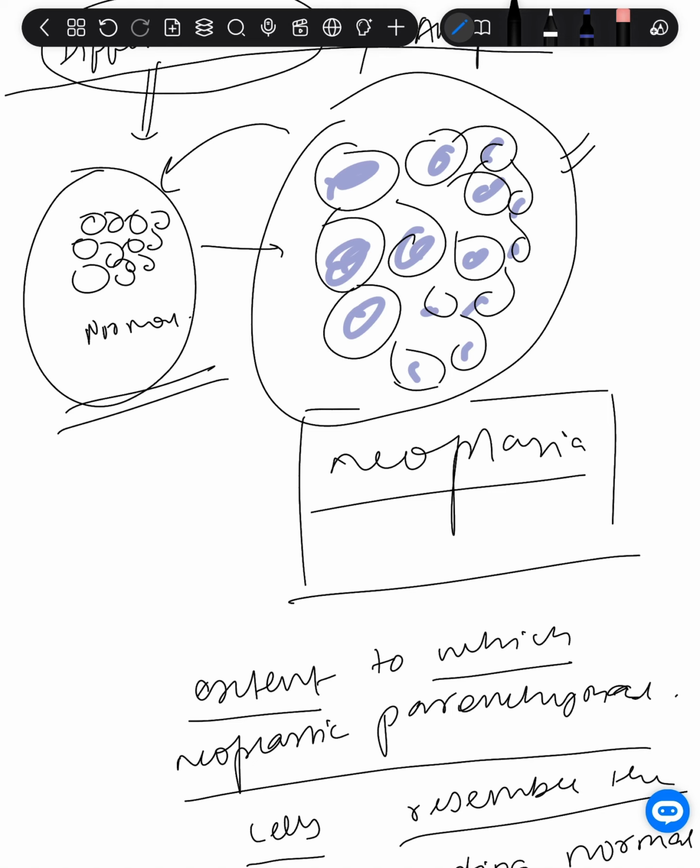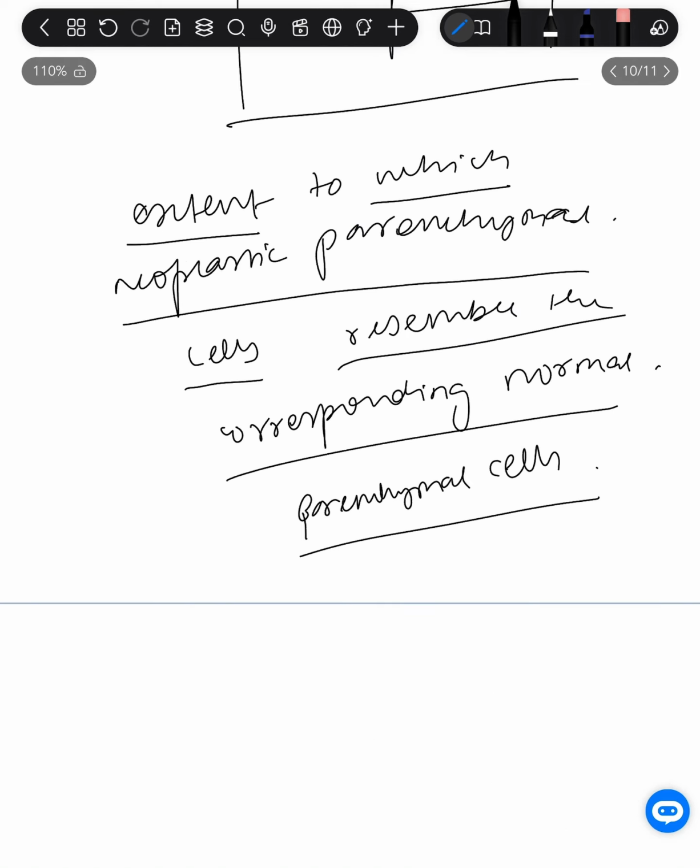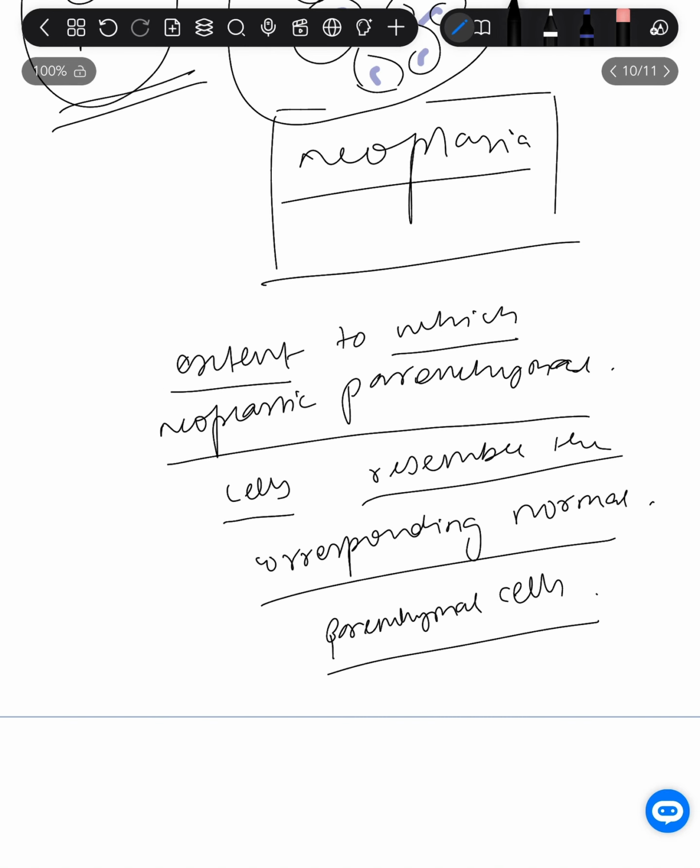So if it is resembling way too much, I mean the epithelial type is same, only some here and there correlative difference is there, then we say this is well differentiated. If it is not resembling at all, nothing is same, so we will say it is poorly differentiated. Genius.